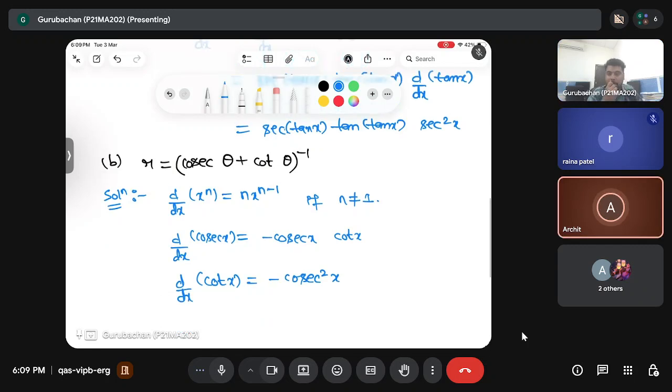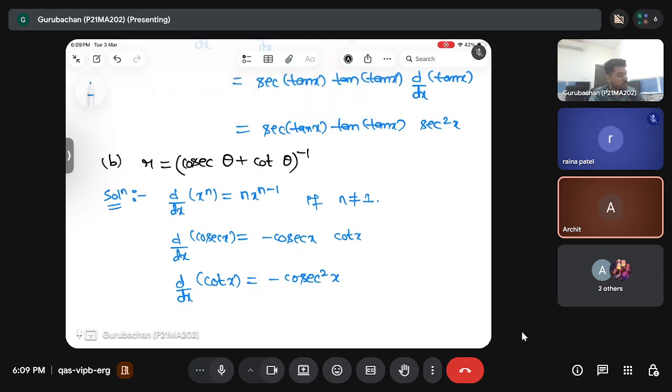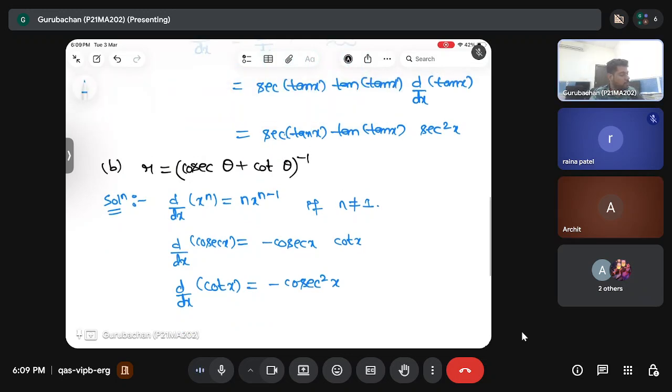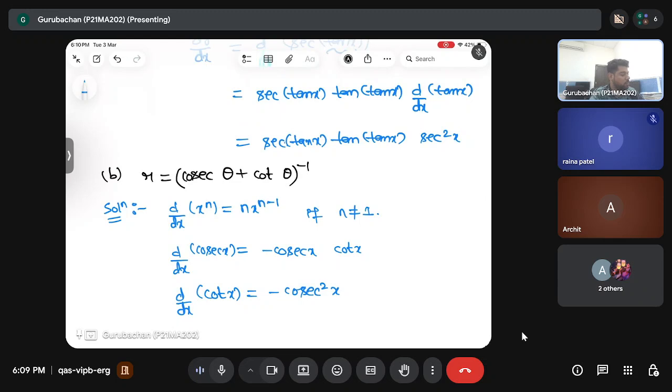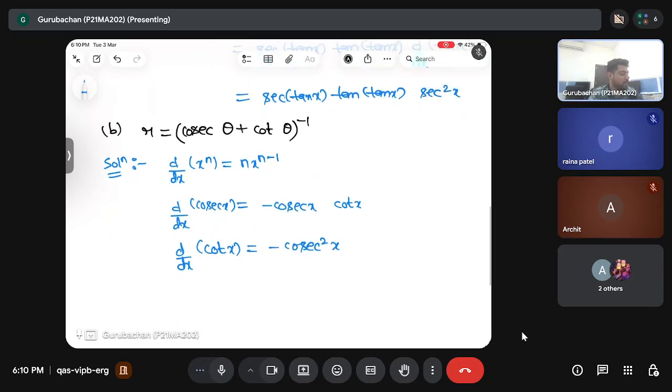Sir, if n is equal to 1, then what will happen? Wait a second. Did I write something wrong? Sorry. There is no need of this, I guess. That is in the case of integration. Yes, sir. So in this scenario, there will be no problem with this. I thought something like integration.